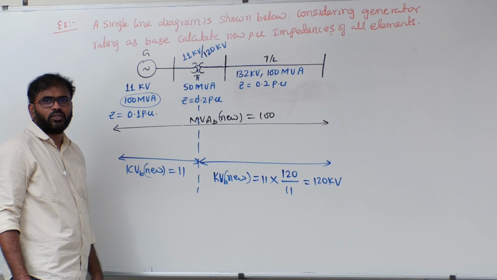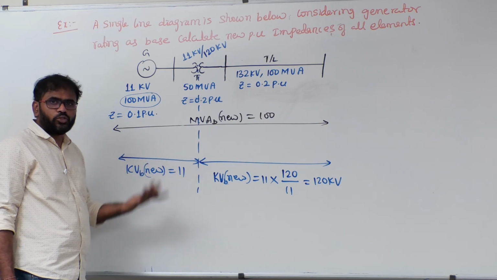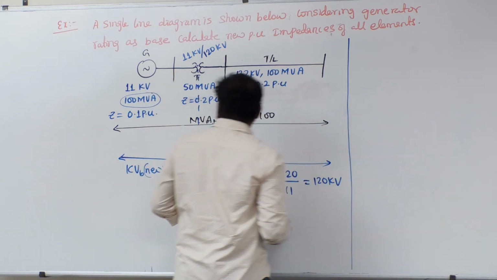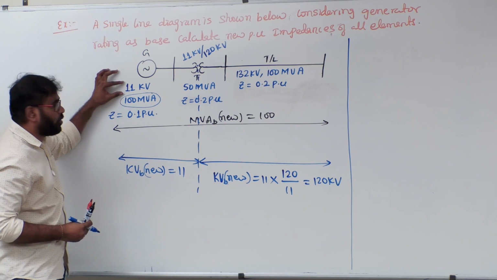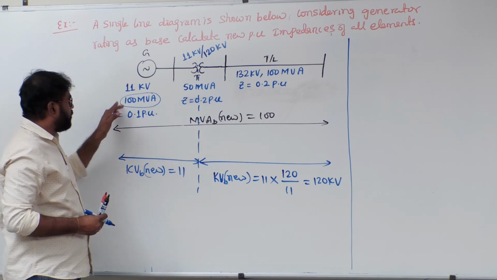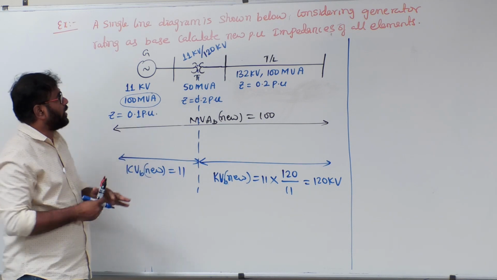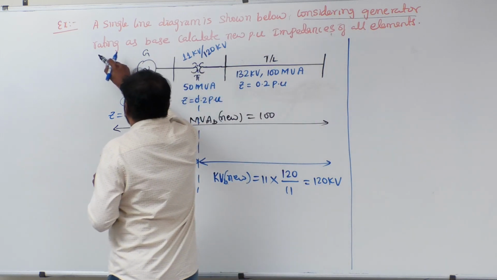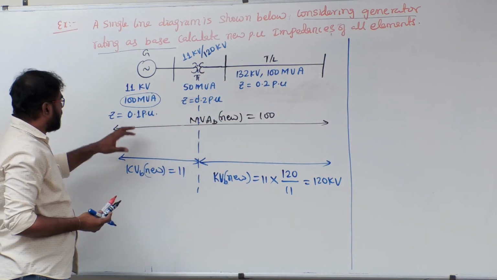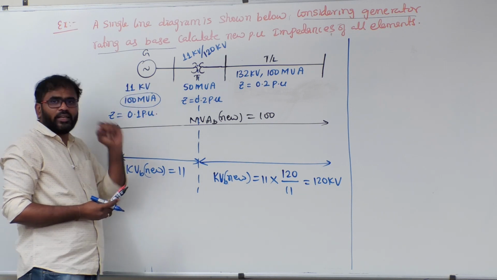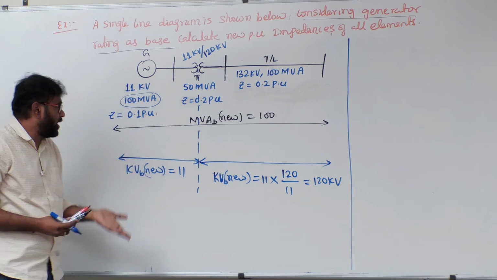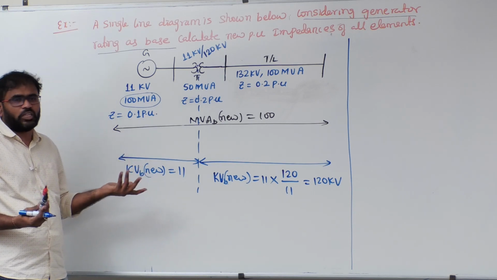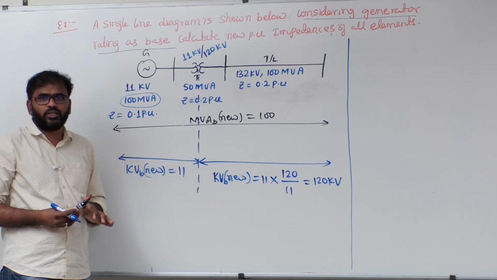Now we can calculate the Z per unit new for every element. But will the Z per unit new of the generator change? It is not going to change. Why? What is the kVB old for the generator? 11. MVAB old for the generator? 100. But in the problem, what is mentioned? Consider the generator rating as base. So what is the new kVB in the generator circuit? 11. What is the new MVA in the generator circuit? 100. New value and old value are the same. That's why Z per unit new equals Z per unit old.